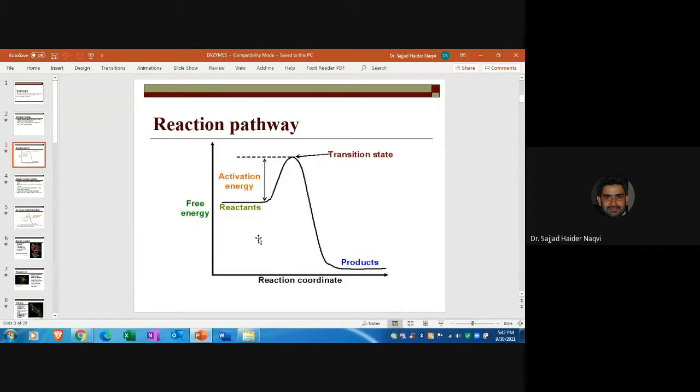In other words, if the reactant is transformed to the transition state, then it must go down to form the product. Otherwise, if it is just kept here without that particular input of energy, we cannot expect that reactant to be transformed into a product. So this is a particular reaction pathway.